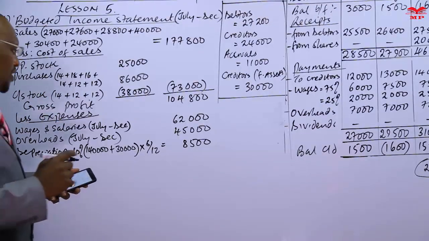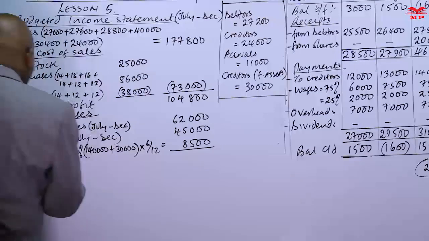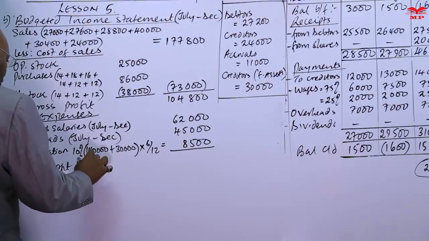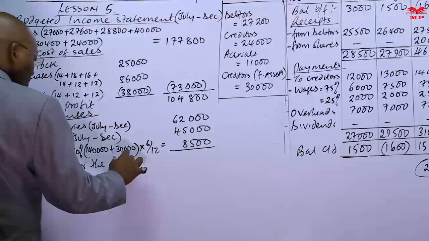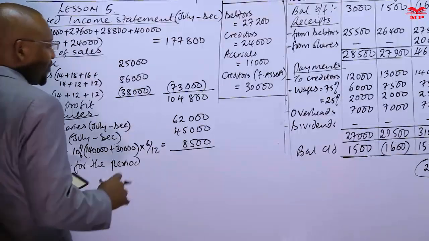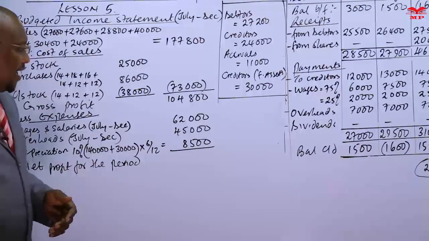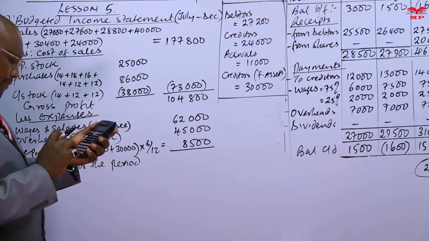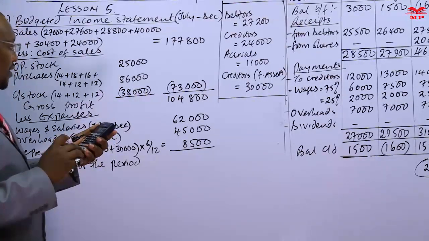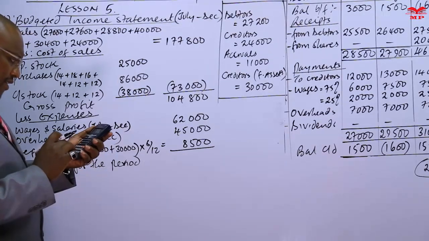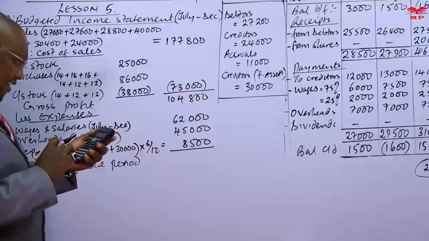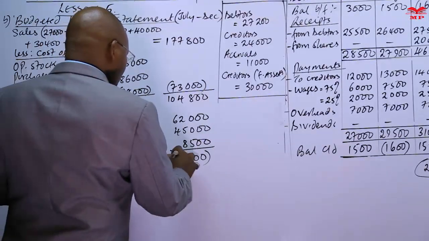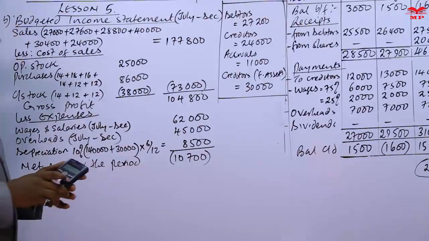I think I'm through. So I can subtract this and get my net profit. This is net profit for the period. The period is 6 months. So when I subtract, I'll have 104,800. I subtract 62,000. I subtract 45,000. I subtract 8,500. I'll get a negative 10,700 as our loss. So it is a net loss for the period.